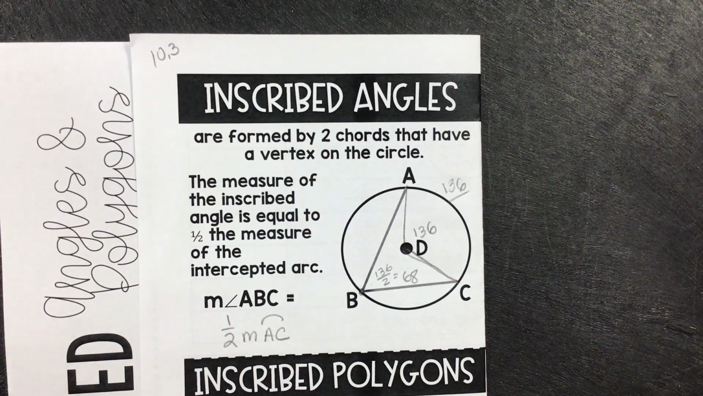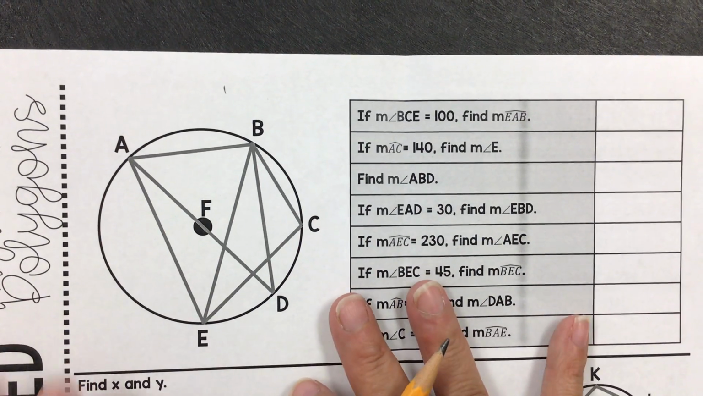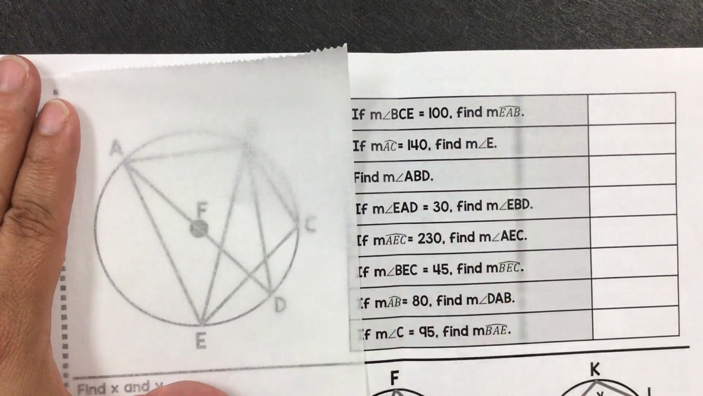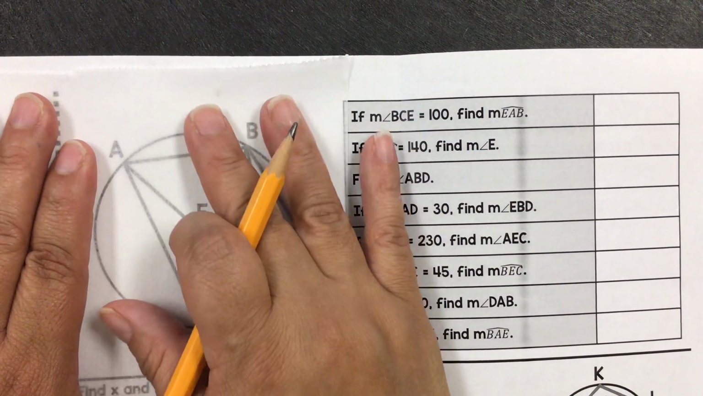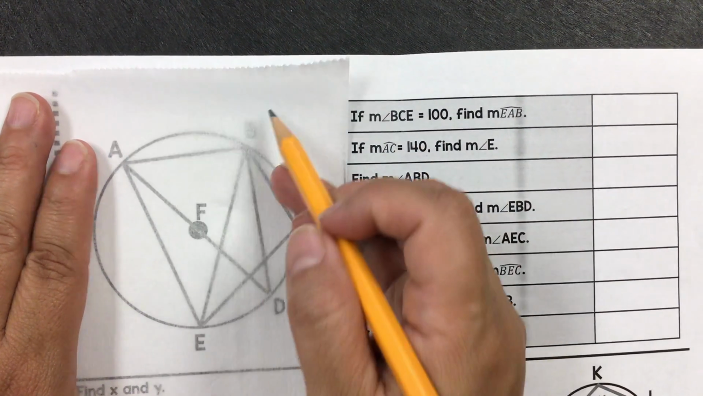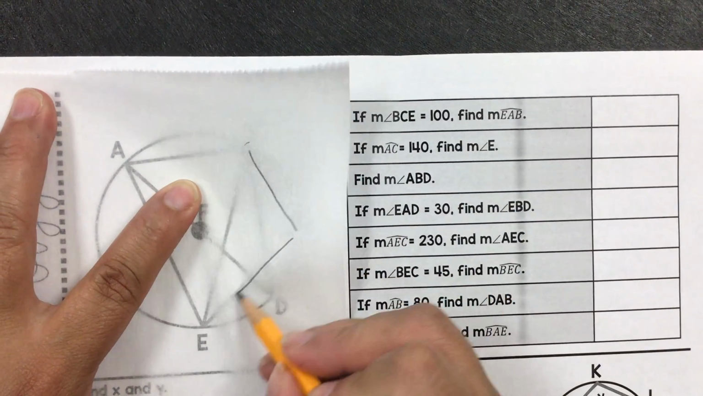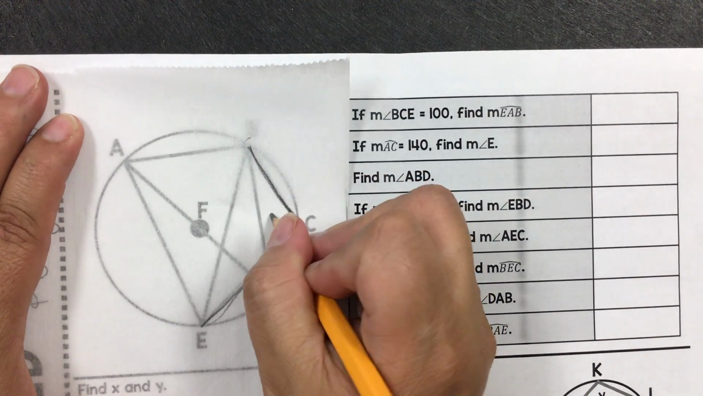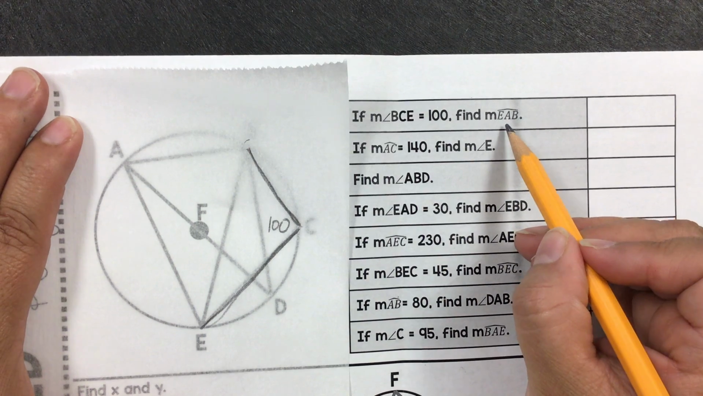Let's take a look at how to use that. So we're going to open this up over here. And I'm going to be using this paper right here so I can write over the problem, but you don't have to trace this. You don't have to copy this part. It says if BCE, so BCE is this angle right here, is 100, I want to find the measurement of EAB.